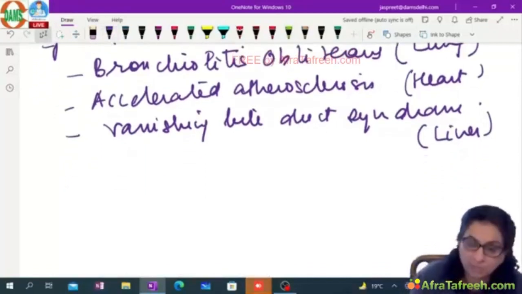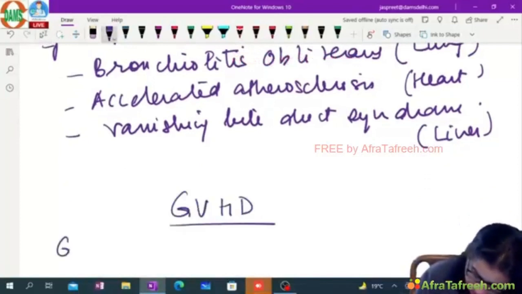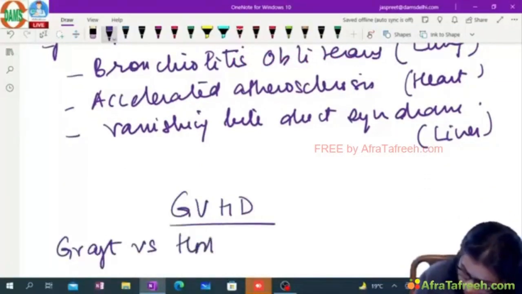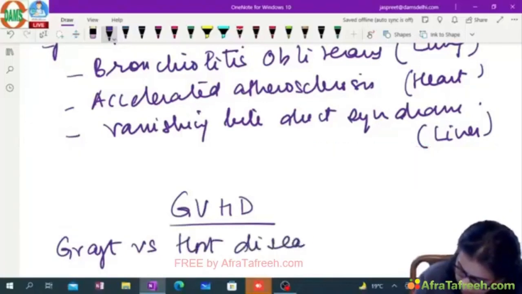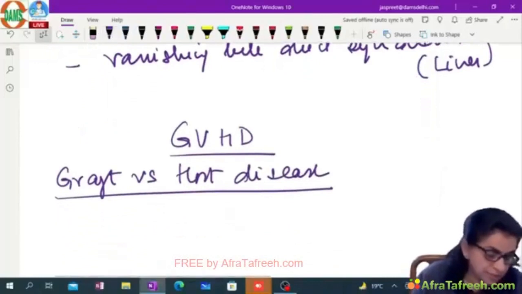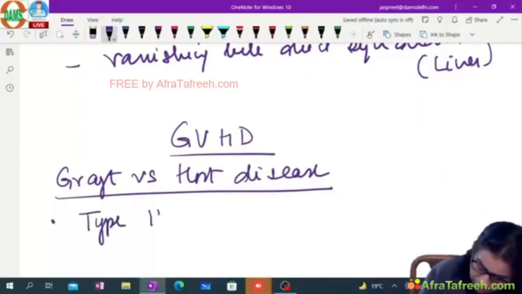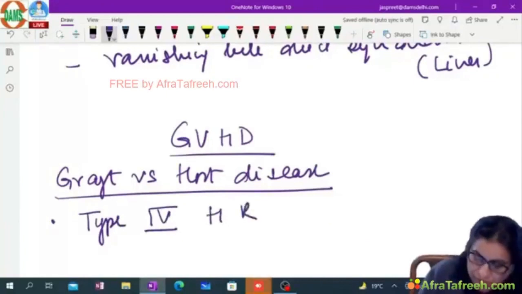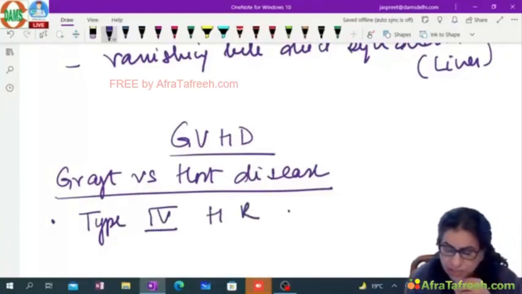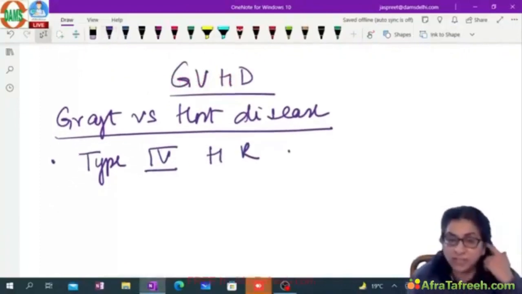The next entity in transplant pathology is GVHD. What is GVHD? GVHD stands for graft versus host disease. Graft versus host disease is a type 4 hypersensitivity reaction. Okay, now what is the concept of GVHD?